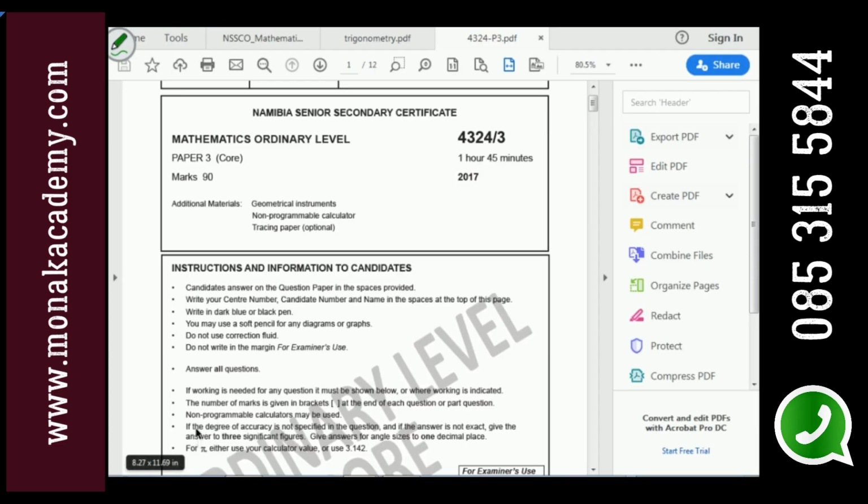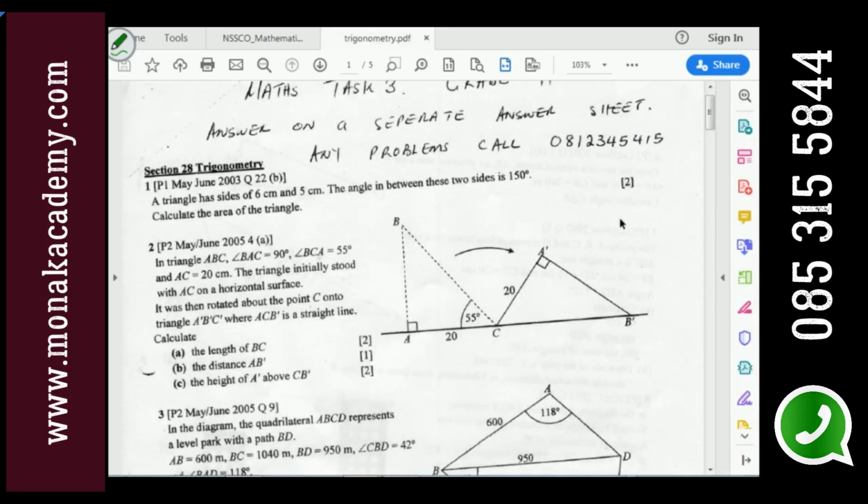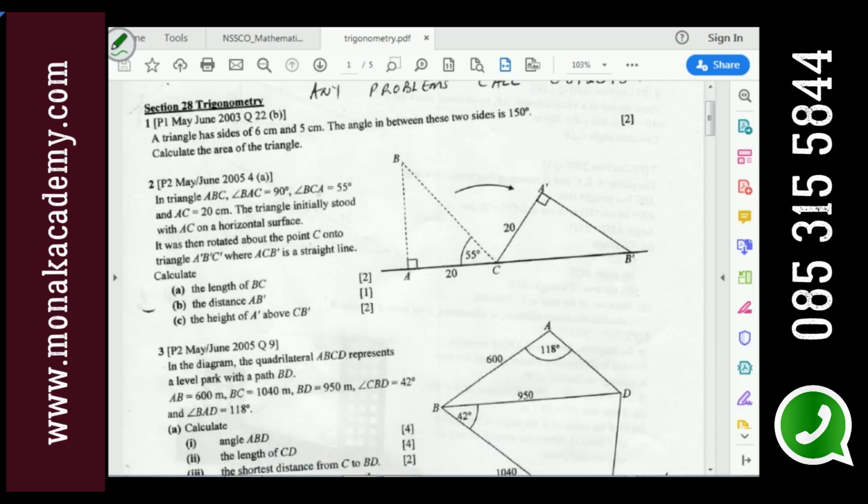Look at here. If the degree of accuracy is not specified in the question, and if the answer is not exact, give the answer to 3 significant figures. Right? But give answers for angle sizes to 1 decimal place. But that's for angles. This is not an angle. This is a length of a side. So, what answer did you get?